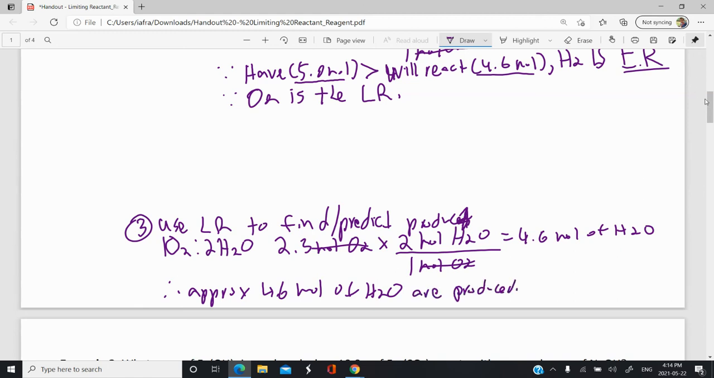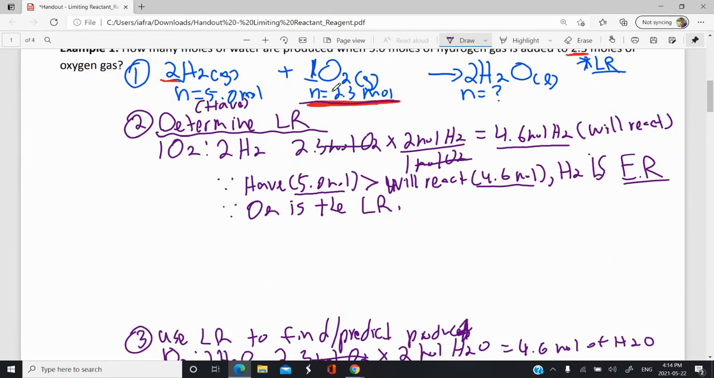So in this method, you just chose one of your reactants and then found how much of the other reactant is needed. And you say, okay, well, if this is how much of the other reactant will react, let's see how much of the reactant I actually have. I have more than I need, so it's the excess.